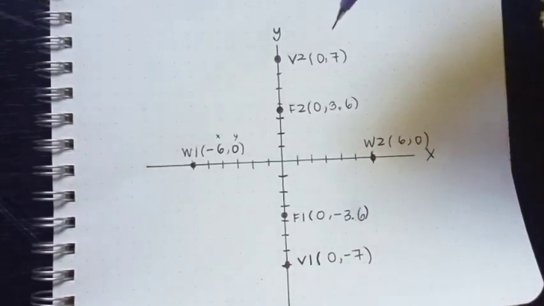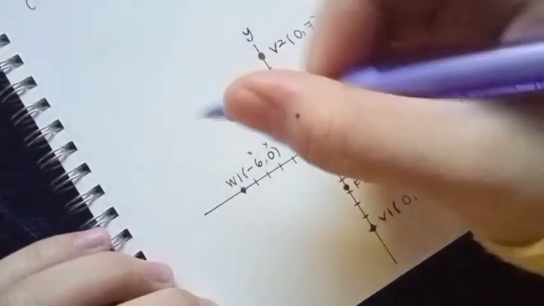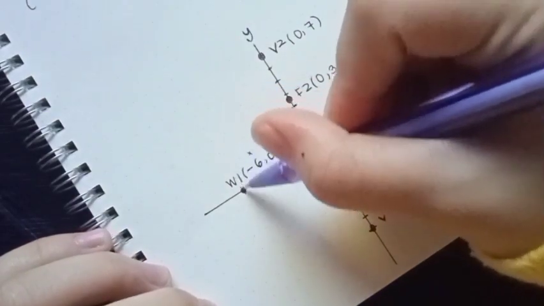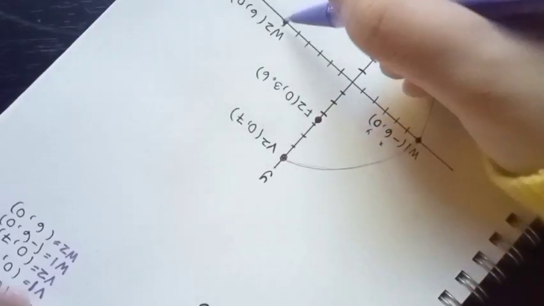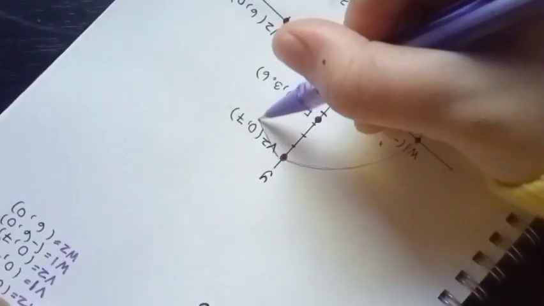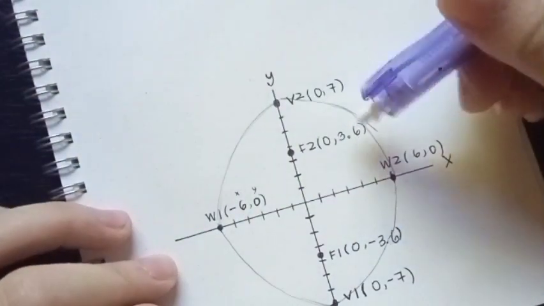So now we're going to be graphing this. I'm using a pencil because I don't want to mess this up. There we go. We're making an ellipse, everyone. I'm just going to connect the dots. So, we're almost done. I'm just trying to make this a lot better.